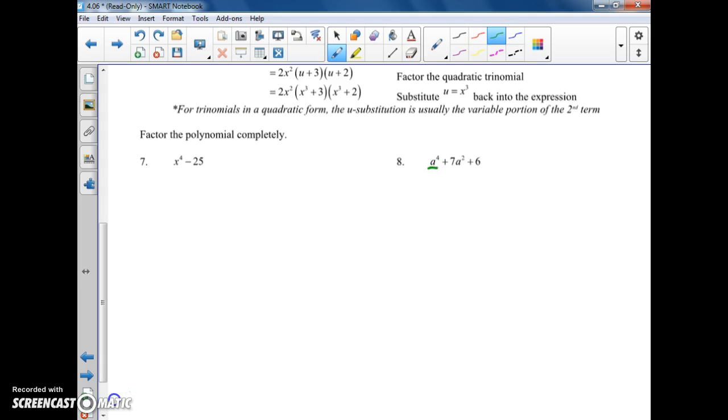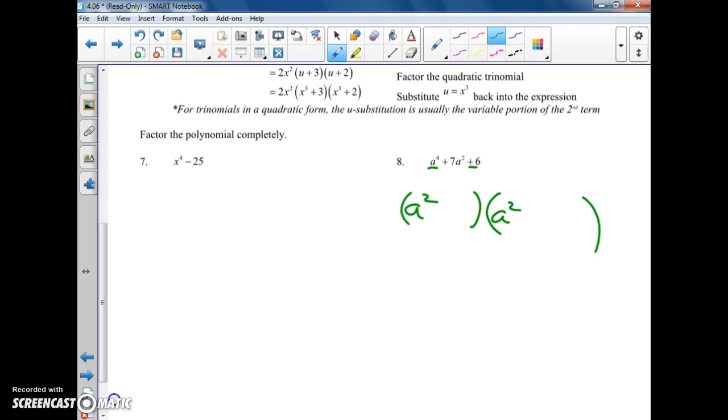Look, here's a to the 4th. What times what is a to the 4th? A squared times a squared. It's like, oh my gosh, that's so simple. Of course I can do this. Look, a squared times a squared, right? Okay, now look at this.